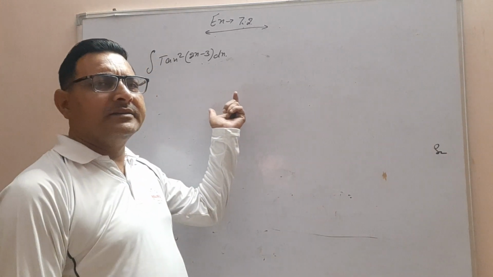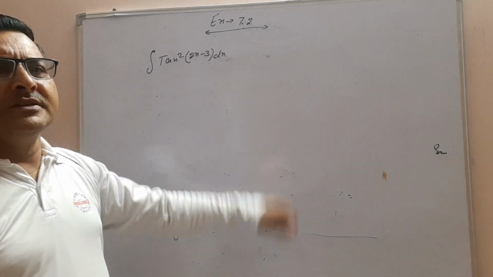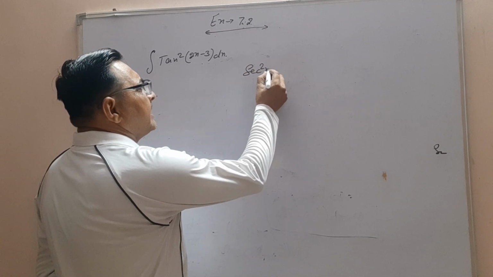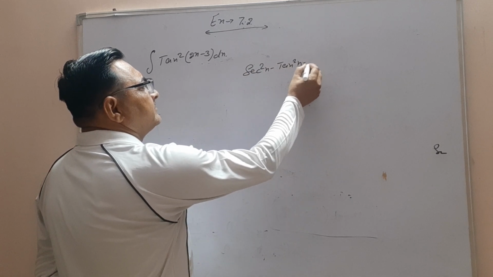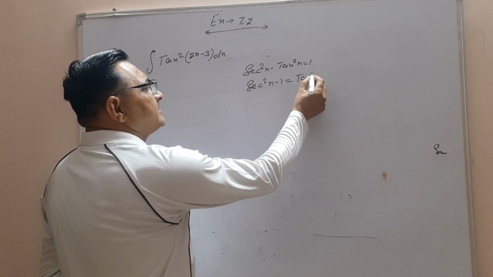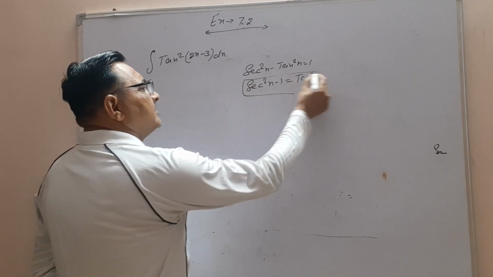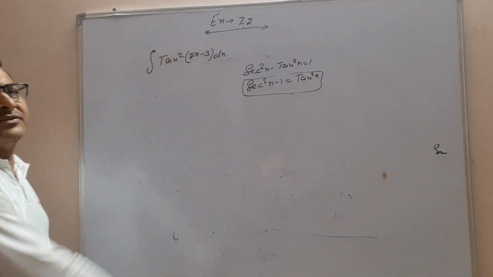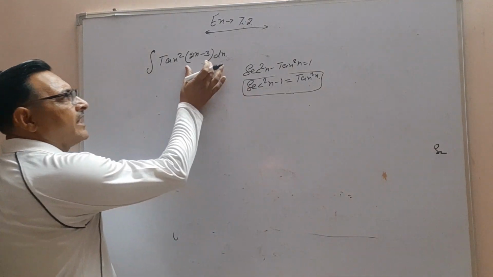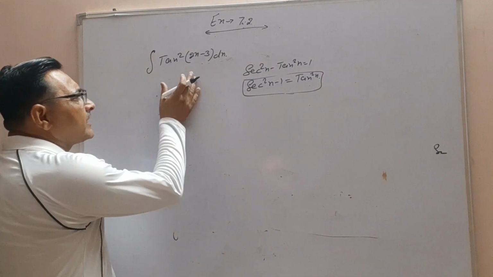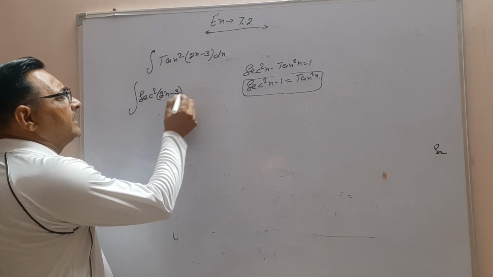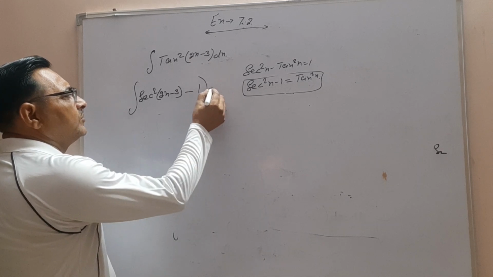First of all, we will convert this tan square x into secant square x. We have the identity secant square x minus tan square x is equal to 1. From here we will get secant square x minus 1 is equal to tan square x. So this tan square x we can write as secant square x minus 1. Here x is the angle, 2x minus 3. We can write it as secant square (2x minus 3) minus 1 into dx.